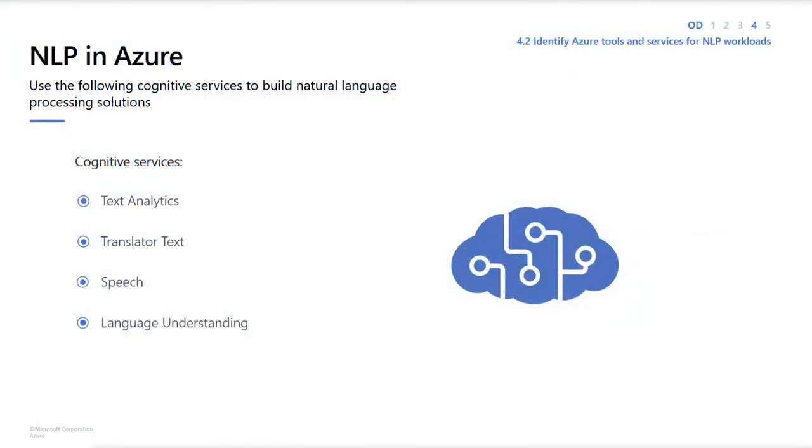So we've already learned that we have those cognitive services inside of Microsoft Azure, and there's some additional services to help build those natural language processing solutions. So we have text analytics, translator text, speech, and language understanding. We're going to look at each of these in detail.